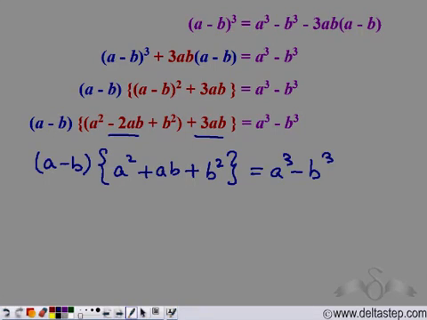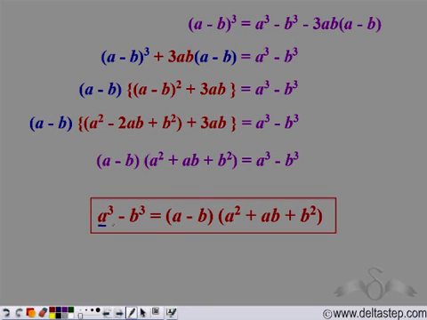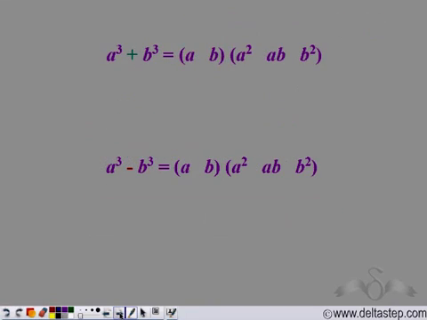Again, this is a special identity because it helps us calculate the difference of the cubes of two numbers. This is a minus b into a square plus ab plus b square. And we need to remember this identity. So how do we remember the signs of these two identities? Here we have a cube plus b cube. So we place a plus sign here. a square is positive, so b square will also be positive because squares are positive. Now, if we have a plus sign here, we put a minus sign here.